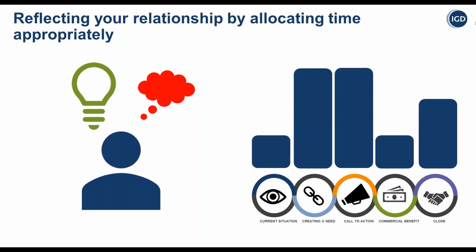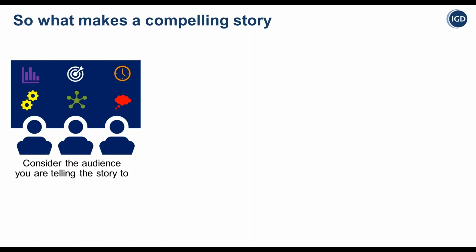So, what makes a compelling story? Consider the audience that you're telling the story to. As I've talked about earlier, people like to learn in different ways, and your relationship with the audience is going to guide you in terms of how much detail you put in, where you place that detail, and what types of information or insights you're going to be talking to them about.